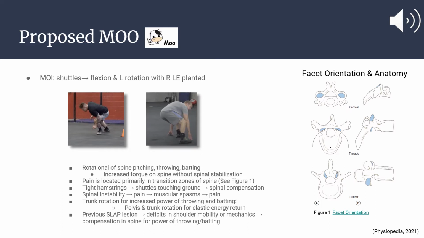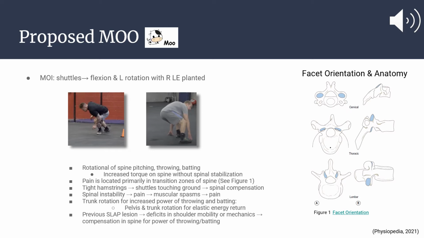and it's just an endless cycle. That fifth bullet point there, so we have trunk rotation that is needed for increased power of throwing and batting in his baseball activities, and so the pelvic and trunk rotation are also needed for elastic energy return, so that's just another consideration for another mechanism of injury. And that last bullet point there is the possibility of the contribution of the previous SLAP lesion.